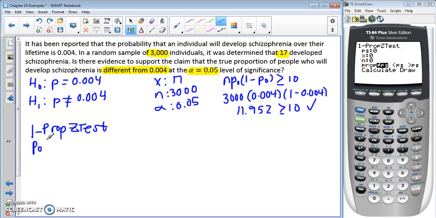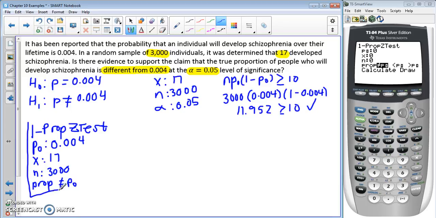So P sub 0 is the population proportion that's in the null hypothesis, so that's going to be 0.004. X is 17, N is 3,000, and we're going to do prop, and it matches up with the alternative, so in this case not equal to P sub 0, and then we'll go down to calculate and press enter. So this is going to be my input.